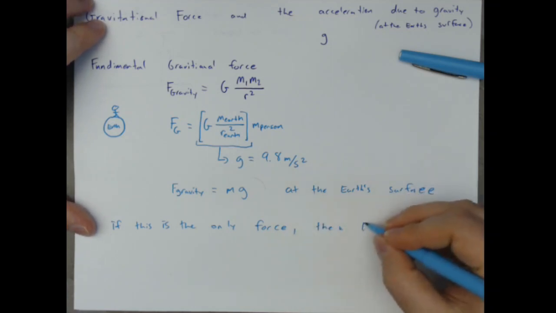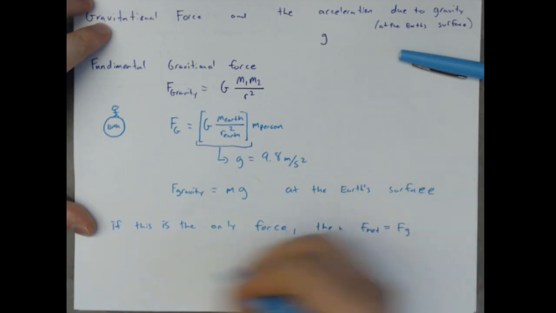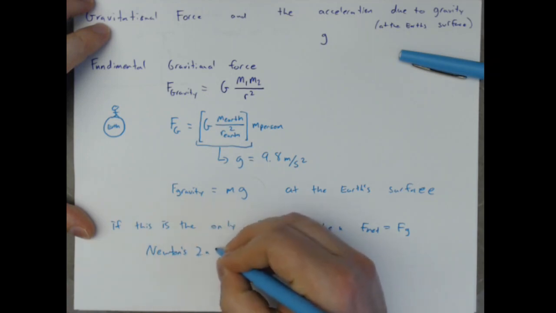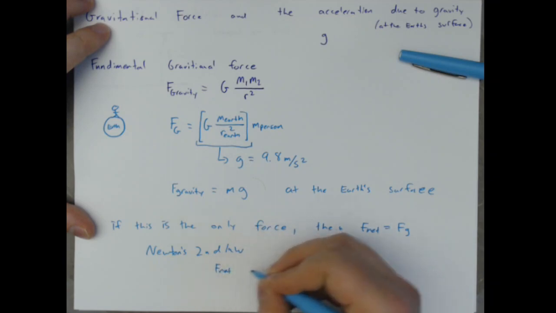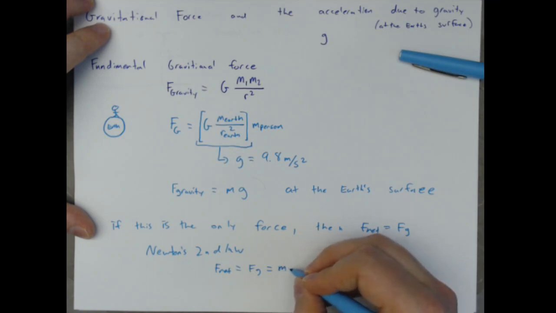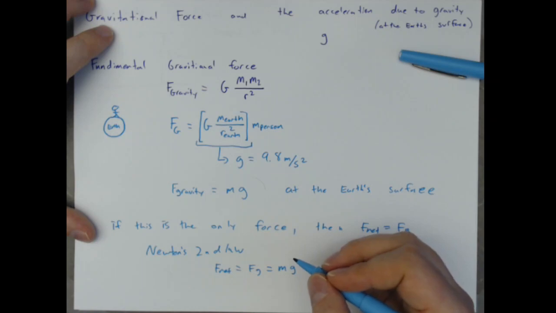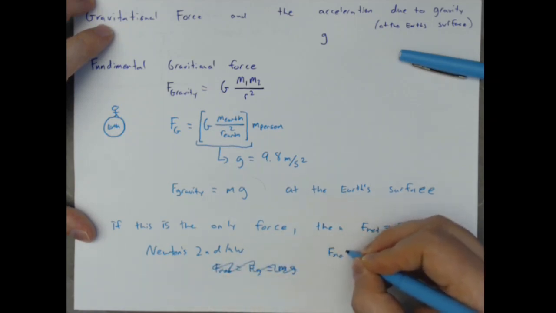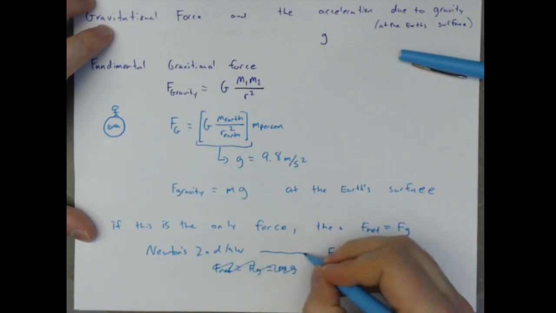then the net force is equal to F sub g. And Newton's second law: F net equals Fg equals mg. So sorry, I'm doing too many equals together. Let me be a little more careful. So F net equals ma, which is Newton's second law.